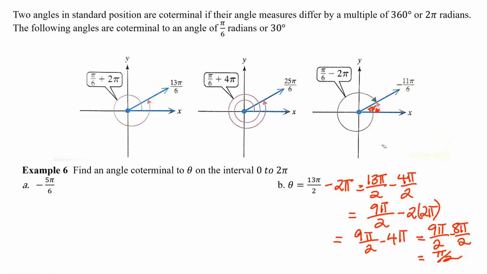So another way you could think about this, you could write this fraction as a mixed number, which is something we don't normally do, but 13 halves is the same thing as 6 and 1/2. So you could say 6 and 1/2 pi. So that means you've got 2 pi, 2 pi, 2 pi, so 3 spins around the circle, plus another half pi, which is pi over 2. So that's another way that you could think about it. You're just getting rid of those extra spins around the circle.